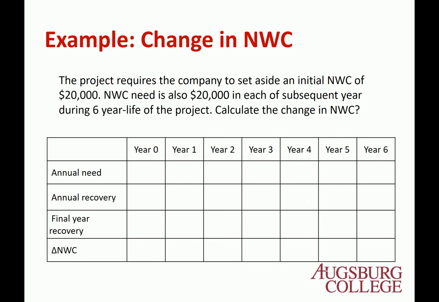Now this is the change in net working capital example. So the project requires the company to set aside initial net working capital of $20,000. So the initial need is $20,000, and then you also need $20,000 each year, in subsequent years, for the 6-year life. So $20,000 for 6 years.